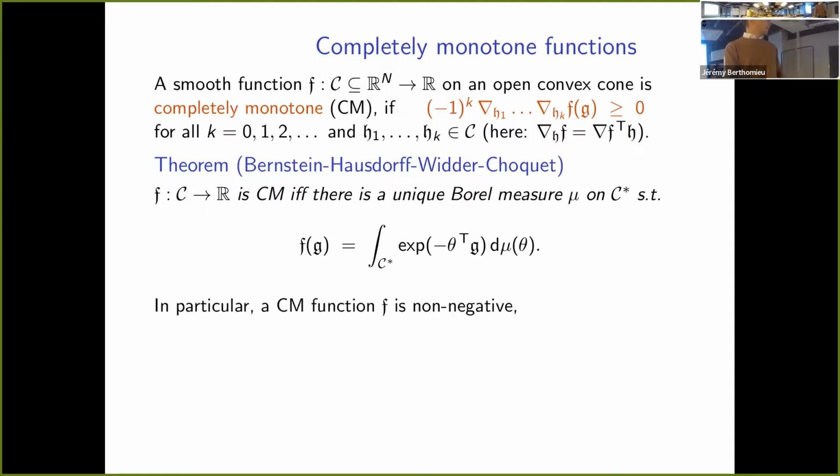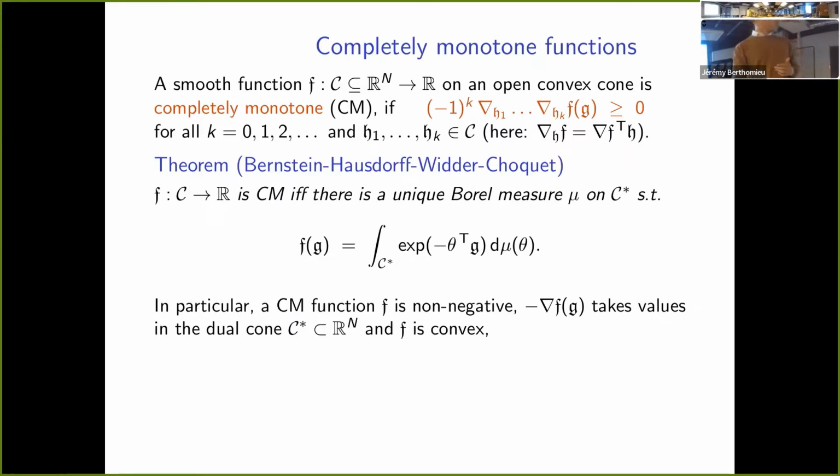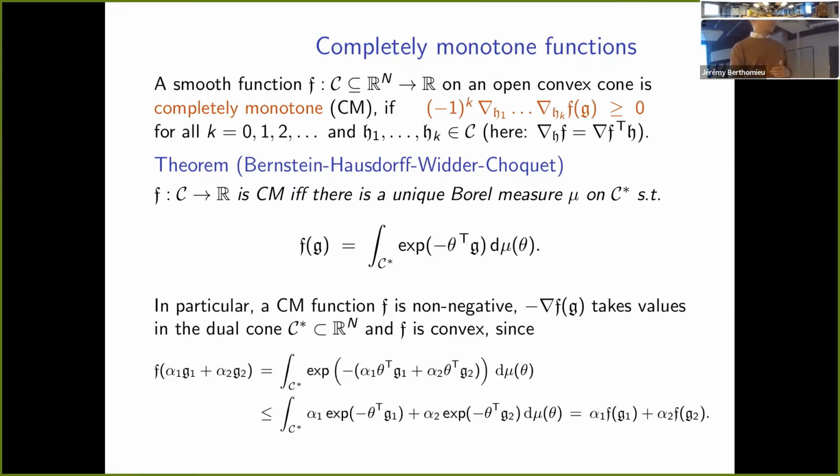Okay? And as a consequence, any CM function, any completely monotone function, first of all, is non-negative, minus the gradient of your function takes values in the dual cone, and furthermore, the function has to be convex. So complete monotonicity is a much stronger version than convexity or non-negativity.